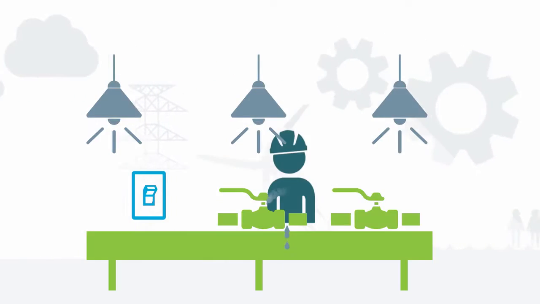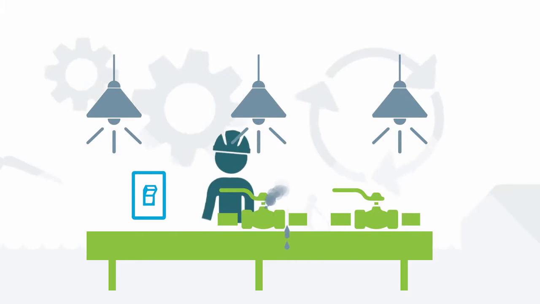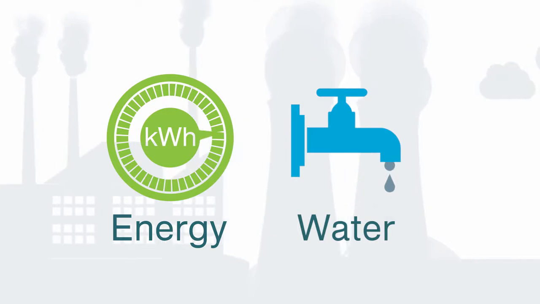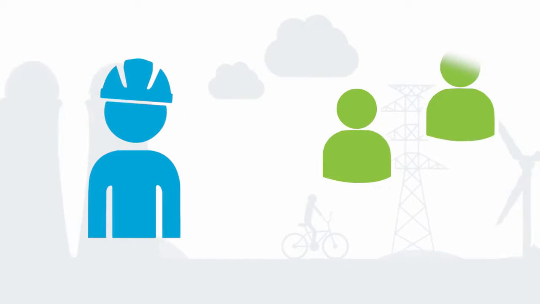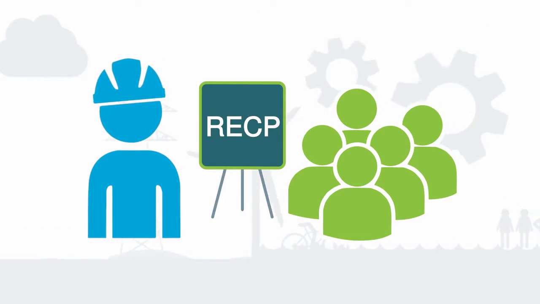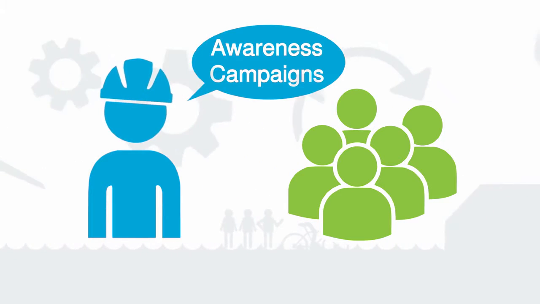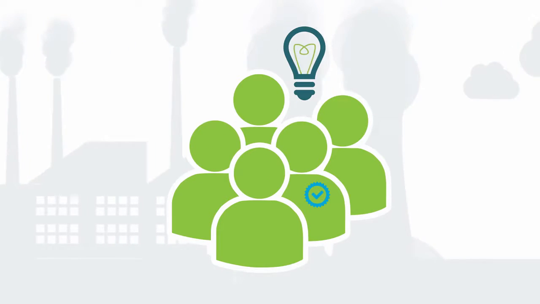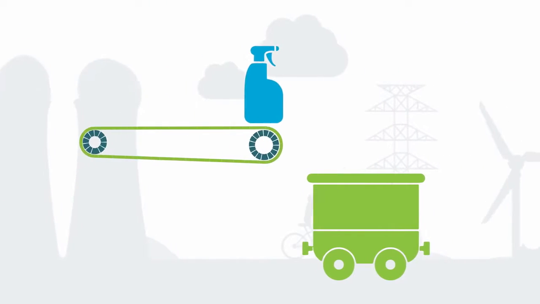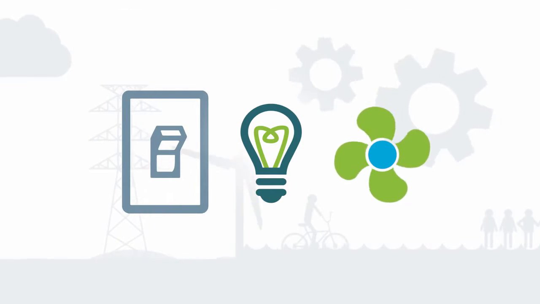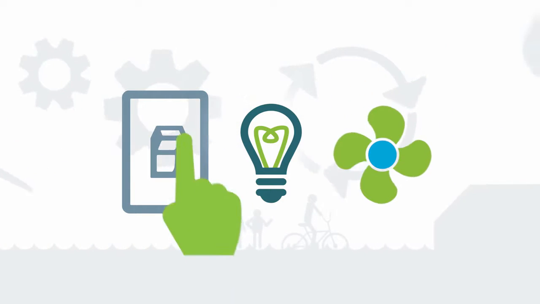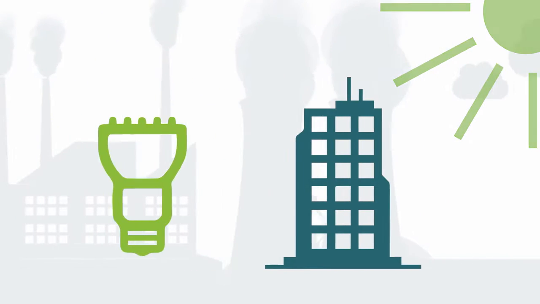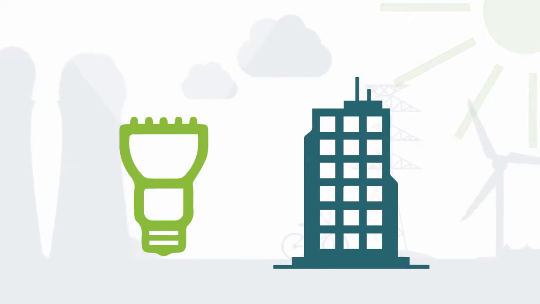These interventions tend to be behavior and housekeeping type solutions and may include improving energy and water measurements, incorporating RECP into staff training, running regular awareness campaigns and providing incentives for RECP ideas, improving the layout of equipment, switching off machinery during downtime, fixing leaks, and using daylight and energy-efficient lighting.